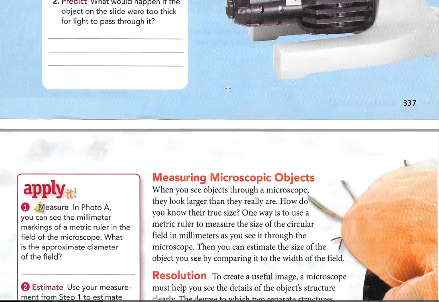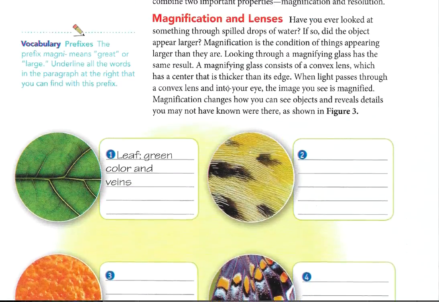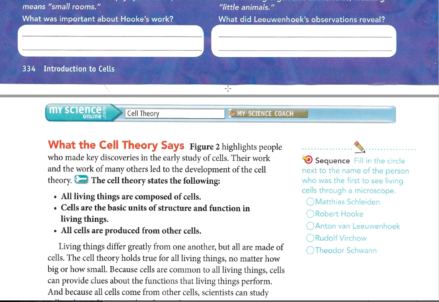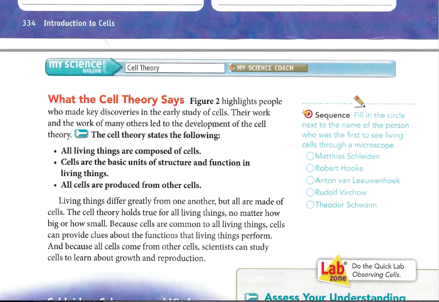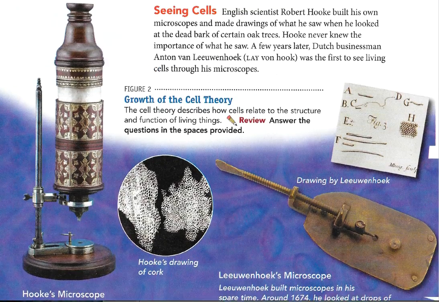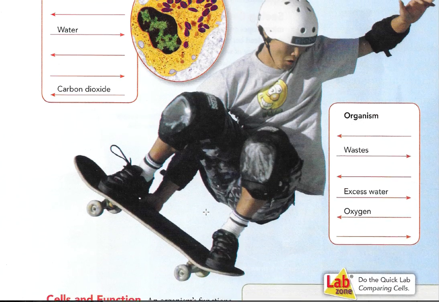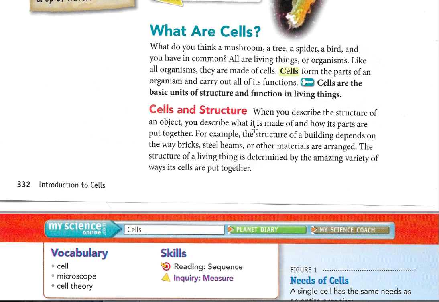Okay, boys and girls, that's the end of the reading. I'm going to go back up here and definitely touch on some things real quick. Cell theory. We must know that. All living things are composed of cells. Cells are the basic unit of structure and function in living things, and all cells are produced from other cells. Very important. And you must also learn what the definition of cell is. Cells, and we've had this before, so it should be nothing that new. Cells are the basic units of structure and function in living things.